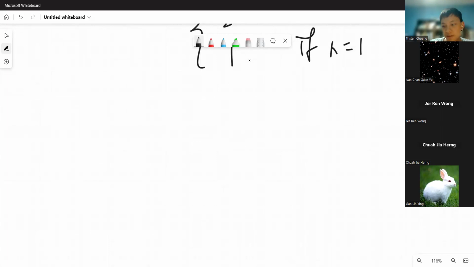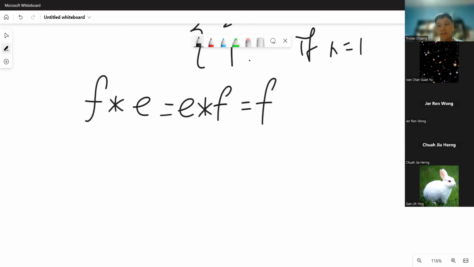So just now I said convolution acts like a group, right? So the thing is, for any function, if I apply convolution with e, I get back the function, right? Very obvious. If you plug it into the thing. So e kind of acts like the identity element of the group.